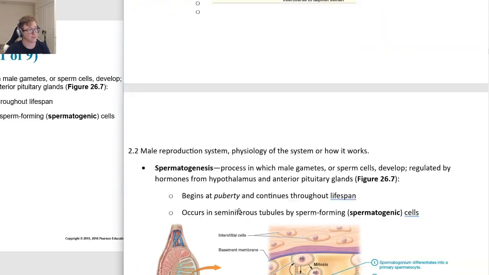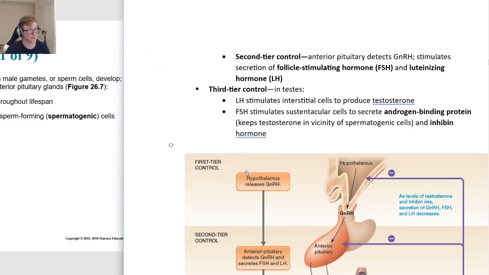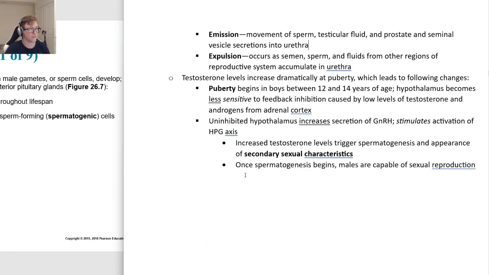And then we have expulsion. This is when they accumulate in the urethra, with ejaculation leaving. Now, testosterone levels increase dramatically at puberty, and this leads to the following changes.